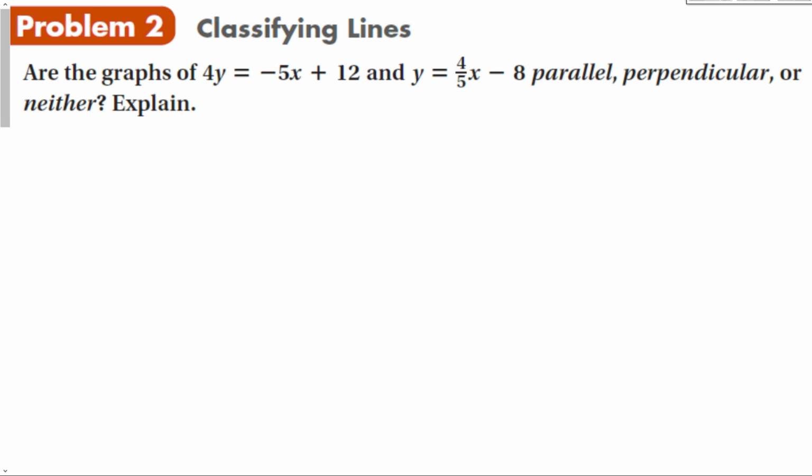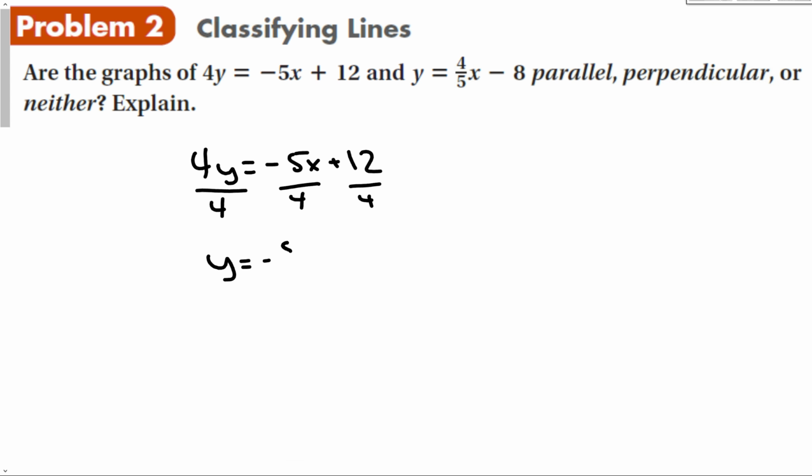So these two lines, 4y equals -5x plus 12, and y is equal to 4/5x minus 8. Are they parallel, perpendicular, or neither? So before I can tell, I need to get them both into the same form. So I'm going to put the second line right here, happens to be in slope-intercept form already. So I'm going to take this first line and put it into slope-intercept form. So I start by getting y by itself. So I'm going to divide everything by 4. So that gives me y is equal to -5/4x plus 12/4 is 3.